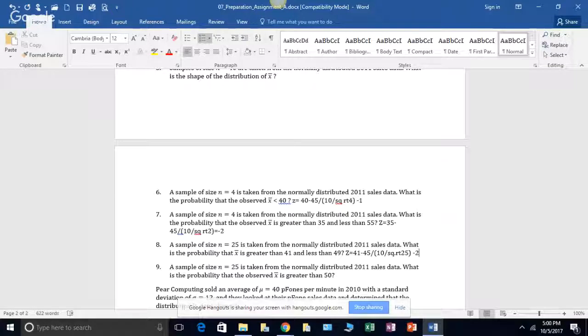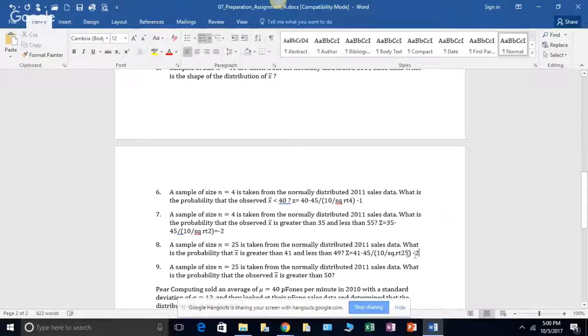Why do you have -2? What did you do? 41 minus 45 automatically puts it in, it's a -4. And then the square root of 25 is 5. 10 divided by 5 is 2. So you have -4 over 2. Sorry, I skipped a step. So that equals -2. And 49 is the same distance from 45 as 41 is. So it's 5, so it's going to be a +2.